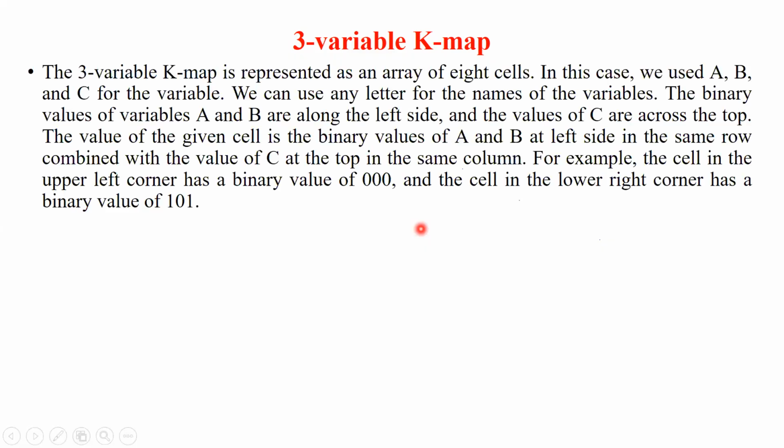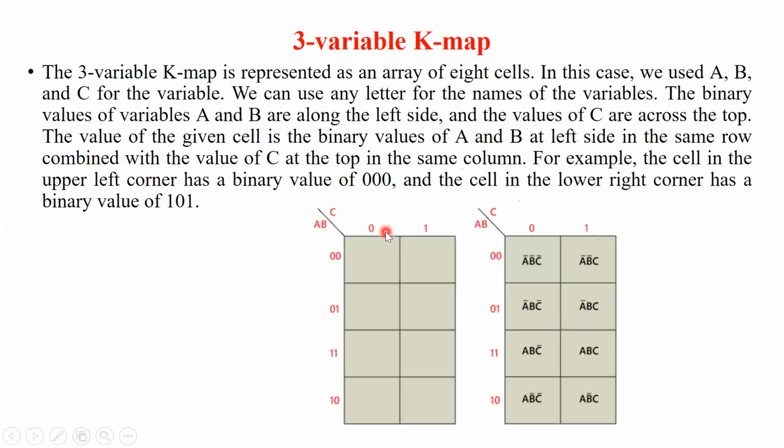Now comes 3 variable K-map. Okay, now 3 variable K-map means 2 raised to 3, so I will have 8 cells. Suppose I call the variables A, B, C. Now don't go for all these explanations. I will show you how. If you draw, you will understand it better.